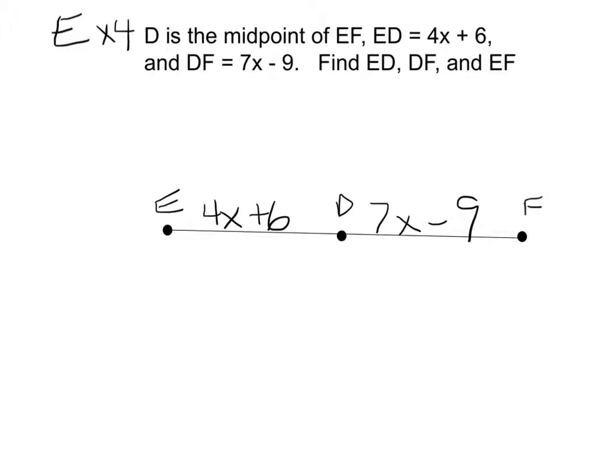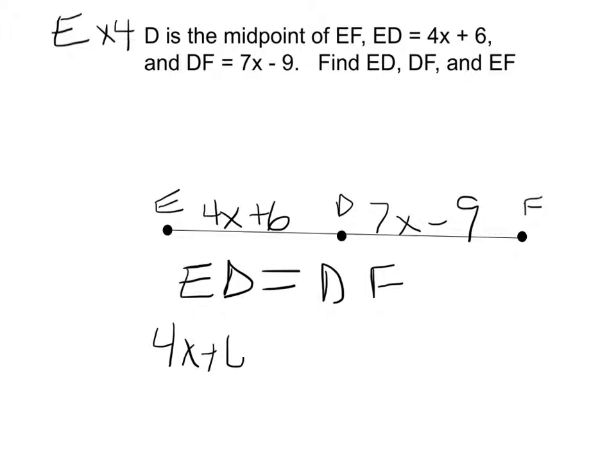So what I'm going to do is, since D is the midpoint, I know ED is equal to DF. So I'm going to take ED and set it equal to DF. Now I'm just going to substitute in what they told me ED is. They tell me up here ED is 4x plus 6. So here we have 4x plus 6. I'm going to set it equal to 7x minus 9, since that's what they told me DF was equal to. Now I'm just going to solve.